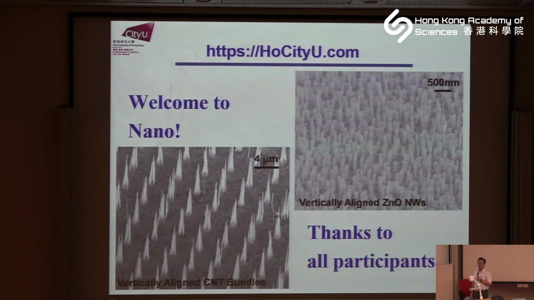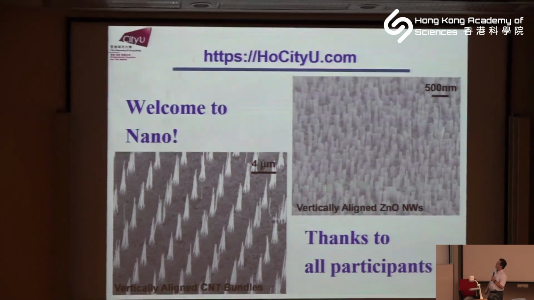Okay, so I'd like to close the talk, and these are samples of the nanomaterials that we make in our labs. For example, this is the carbon nanotube bundles, and this is the vertically aligned single-crystal nanowires. So those can be used for different applications.